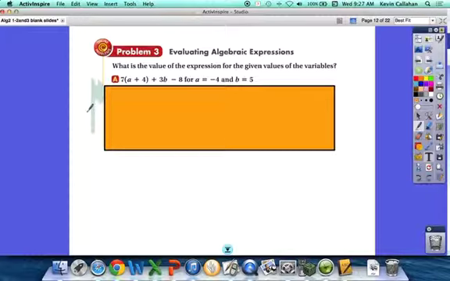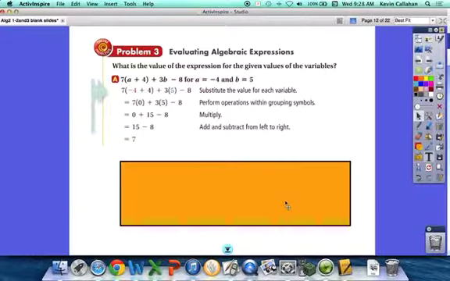Got a -20. Anybody else? What'd you get? 7. Got two different answers. Who wants to confirm one or the other? -20 or 7? Got a 7? Here's the answer. 7. Right? The answer is 7.